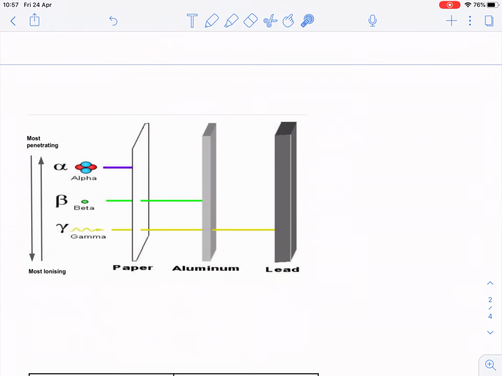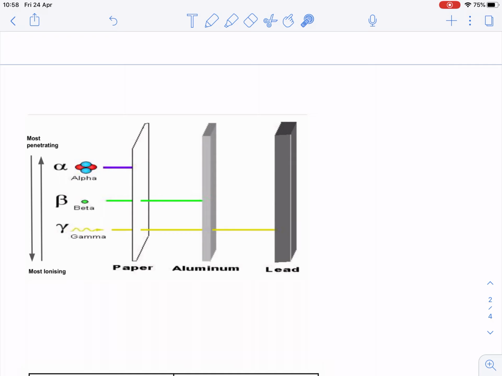Now, just to scroll down to give you a bit more info. You do need to understand the penetrating powers and ionizing powers of the 3. So we've got alpha decay, and we'll talk about penetrating first. In terms of penetrating, alpha is least penetrating. Alpha can be blocked by a few millimeters of air or just a thin sheet of A4 paper, or any paper for that matter.